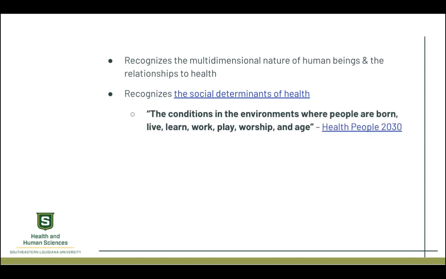But by definition, social determinants of health is described as a condition in the environment where people are born, they live, they learn, they work, they play, they worship, they age. So this may all sound like a bunch of words to you that don't mean anything, but a way to kind of explain it is that where you were born, or who you were born to, or the family you were born to has a lot of influence on the state of health that you have.